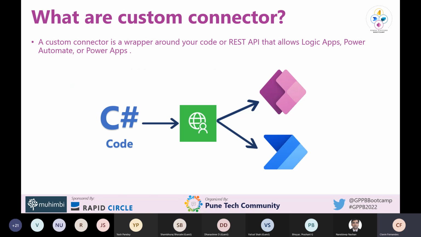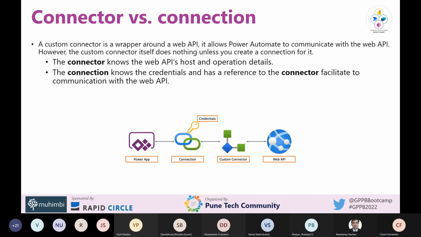So what is a custom connector? A custom connector is a wrapper around your code or a REST API that allows it to be used in Power Apps or Power Automate. Basically, a custom connector is something that you see in green. There's code behind it, which is hosted maybe in Azure, or maybe in a Power Automate flow, or in another API service. The custom connector wraps up the code and exposes the API in the front end.